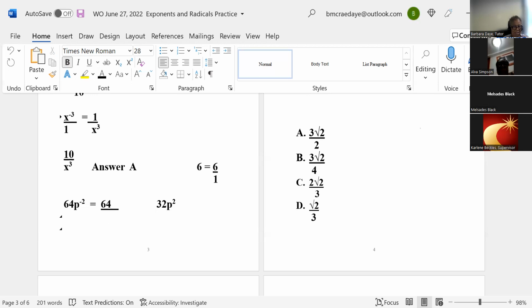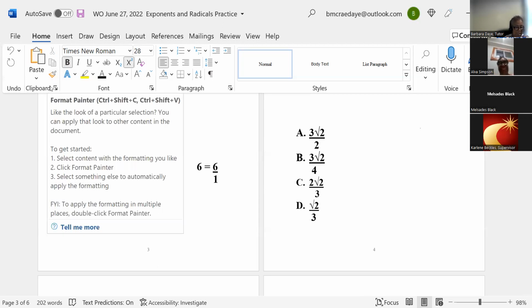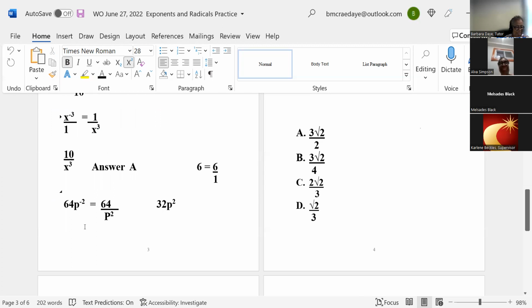P minus 2. But you change the sign. So tell me what to write, Alva. P to the second power. Yes. Talk math to me now. P to the second power, because 2p is not the same as p to the second, right? Yes, Miss Barbara, that's true. Okay. Now, what were you saying, Mercedes?